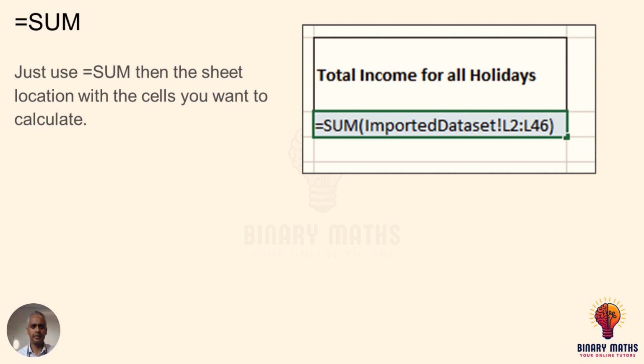Sorry, let me just say that again. So if I wanted to add the total values from L2 to L46 from a sheet on the Excel spreadsheet called imported dataset, I'd click on that dataset. I'll select L2 to L46 while using the sum function, and it should give me the total of adding all of those up, and give us the result of that on the sheet that I'm working on. But you'll see that as you work through this, it will make sense.